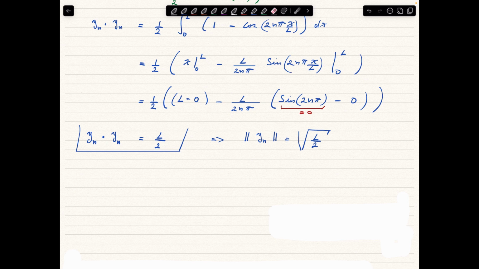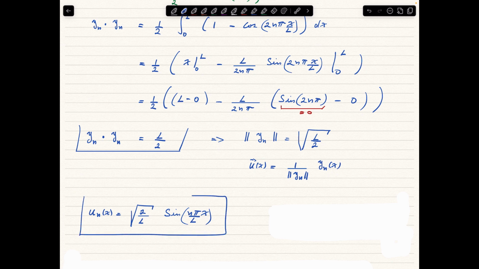So how do we get unit eigenfunctions then? Well, unit eigenfunctions are going to be the original eigenfunction yn of x, and now we need to divide by the length of yn. We just computed the length. The length is the square root of L over 2. We need to divide by that. Then the unit eigenfunctions un of x are going to be the square root of 2 over L times sine of n pi x over L. And these are the unit eigenfunctions for the Sturm-Liouville problem for our operator with Dirichlet boundary conditions.